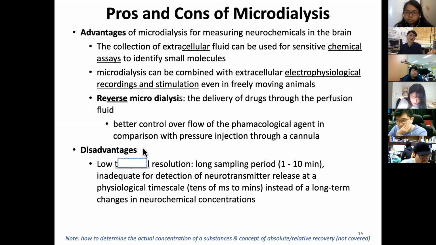So what are the limitations? It takes too long, so a long sampling period, about tens of minutes, which may not be good for detecting neurotransmitters released at a physiological time scale, because we know neuronal activity's time scale is a millisecond, tens of milliseconds order, okay? But it takes minutes, so we are more interested in long-term change in neurochemical concentration, and it may not be a real-time analysis. So that disadvantage is low temporal resolution.